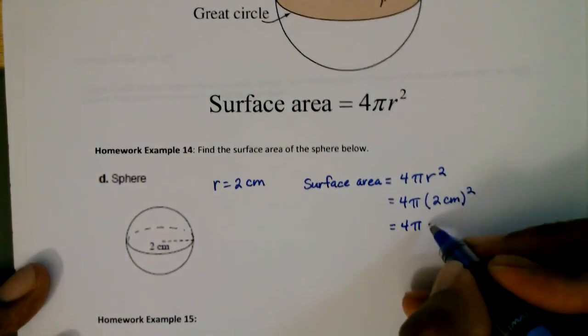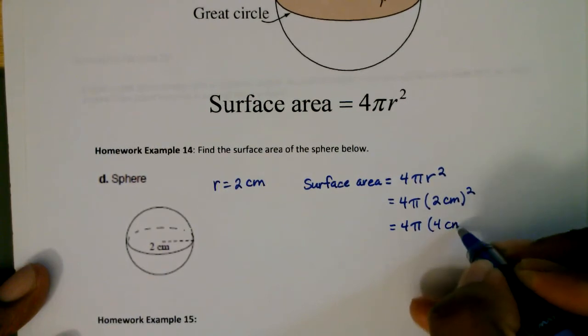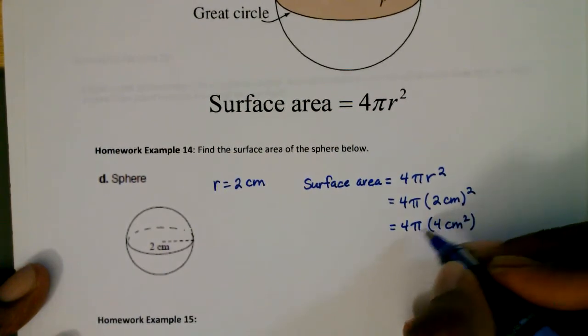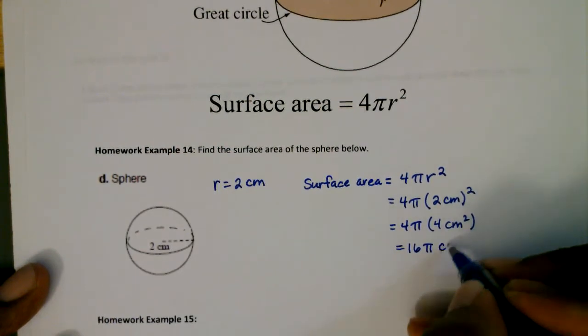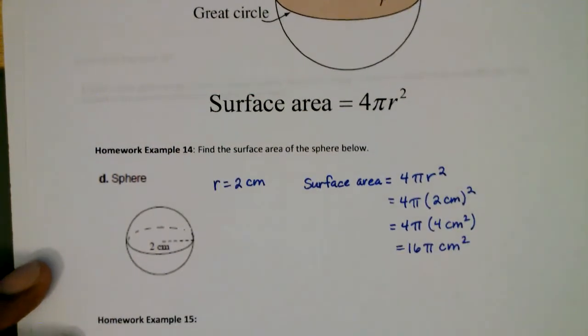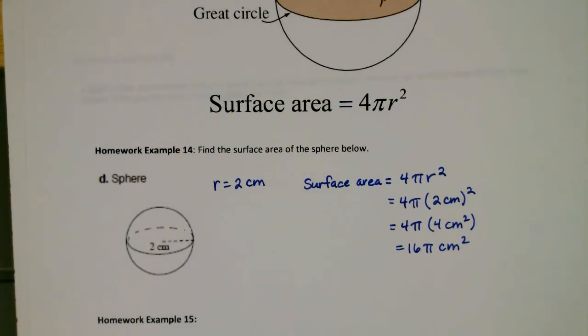2 squared, or 2 times 2, would be 4. And that will be in square centimeters. 4 pi times 4 will be 16 pi. And that's in square centimeters. So the surface area of that sphere will be 16 pi square centimeters.